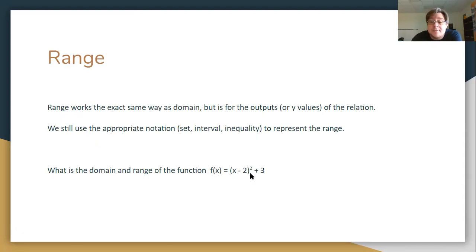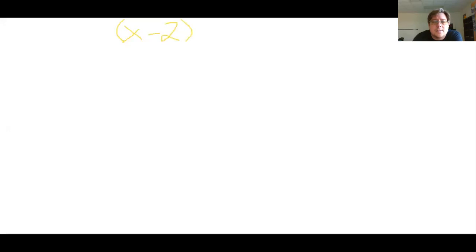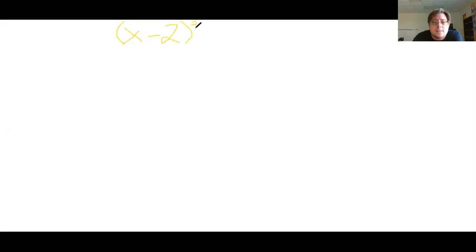All right. We have f of x equals x minus 2 squared plus 3. Now, if you remember what that looked like, good. If you didn't, that's okay. We're going to kind of sketch it. So we have x minus 2 squared plus 3. So this is a basic parabola. So thinking way back when, I'll actually do it pretty.